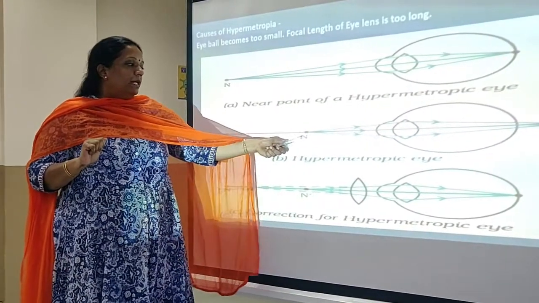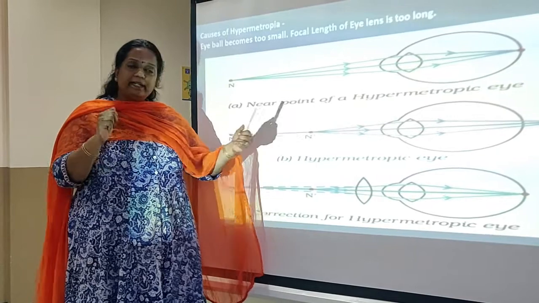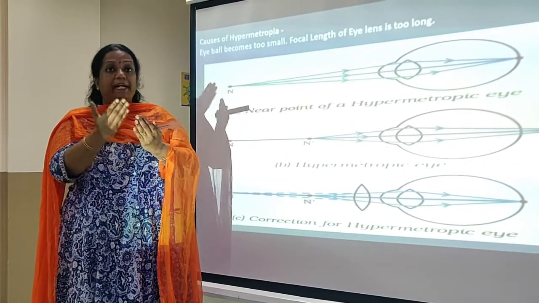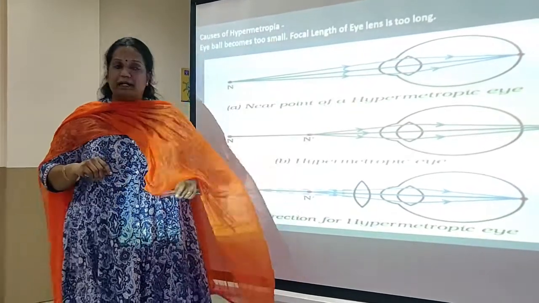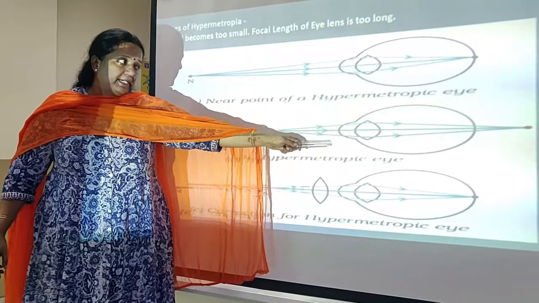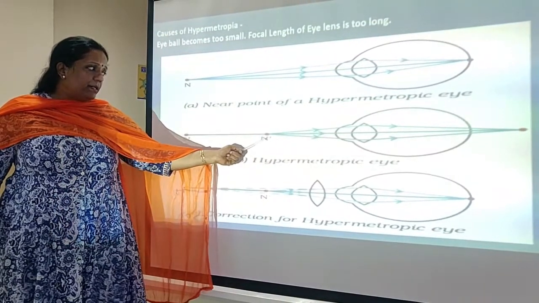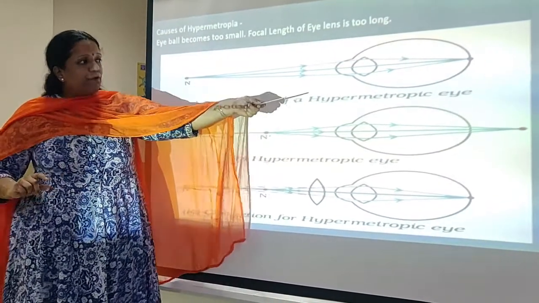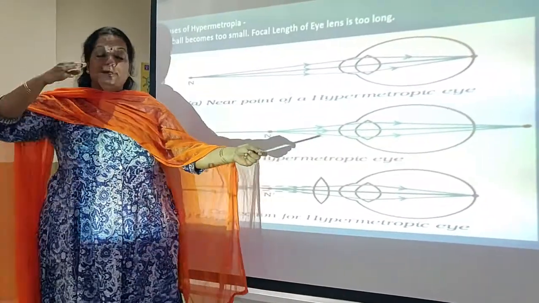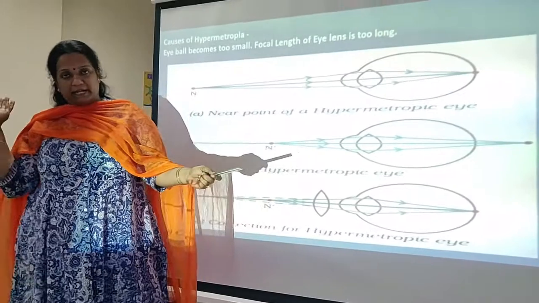So, in this case, the light rays from nearby objects, okay, they don't form an image on the retina. Where are they forming the image, children? Here in the second part of the diagram. The image from a nearby object is formed beyond the retina, which is, way beyond, behind the retina.